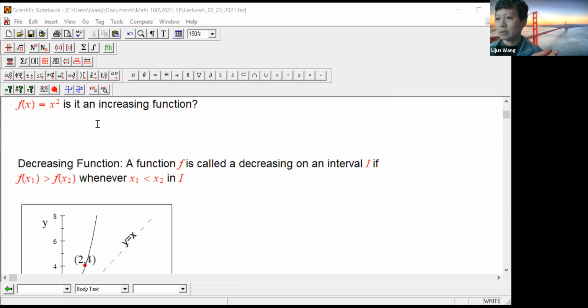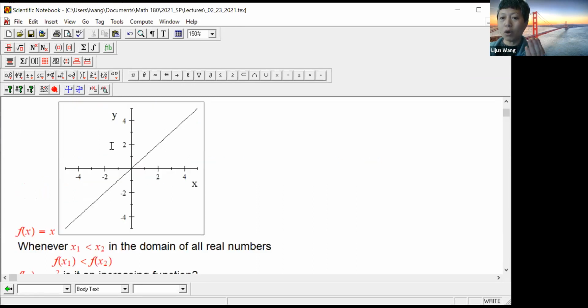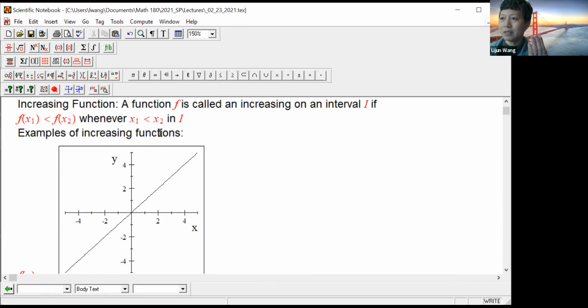How about x squared? Is it an increasing function? You guys have graphed it, didn't you? Whenever you say a function is increasing or decreasing, you have to refer to the definition. You also have to refer to an interval. A function is called an increasing function on an interval. You not only have to tell the reader what it is, increasing or decreasing, you have to tell the reader where.